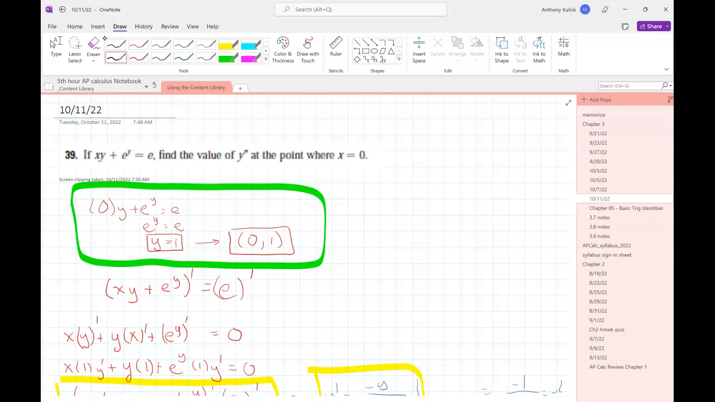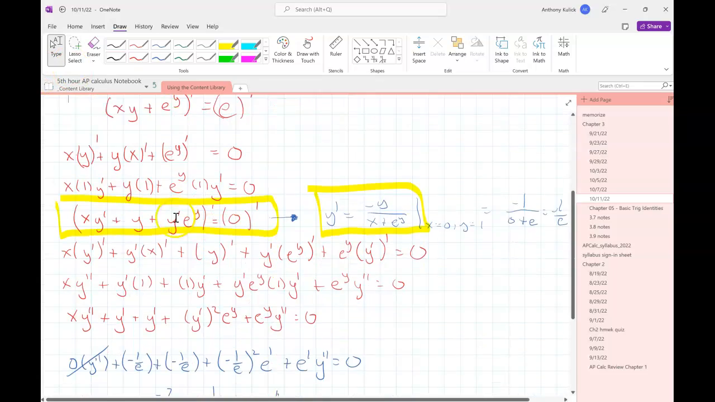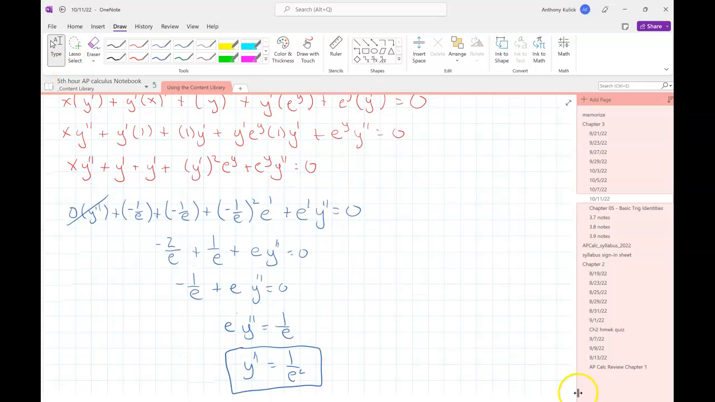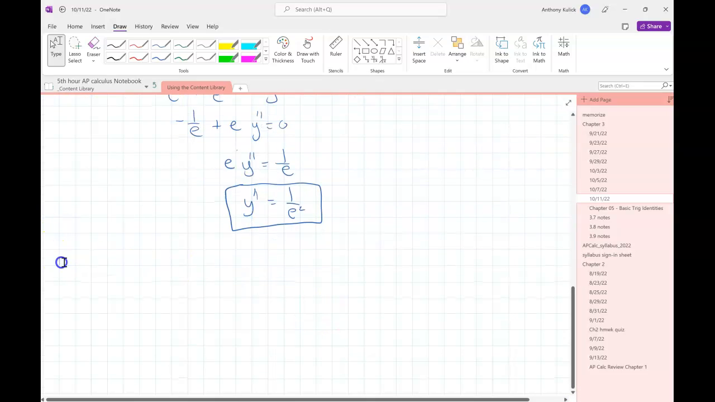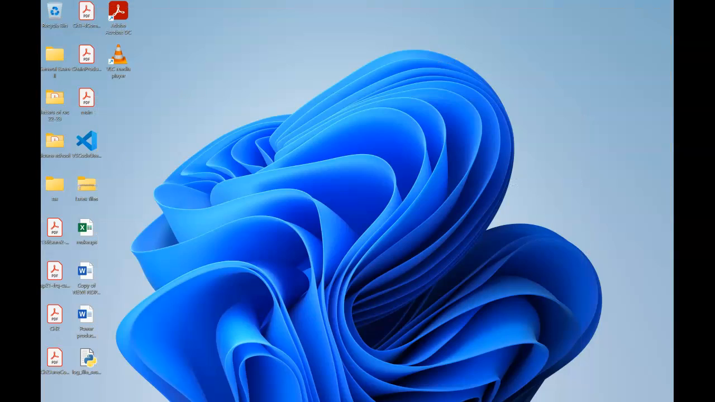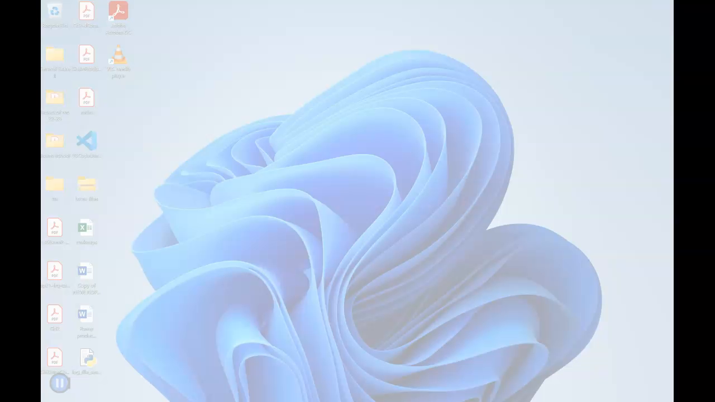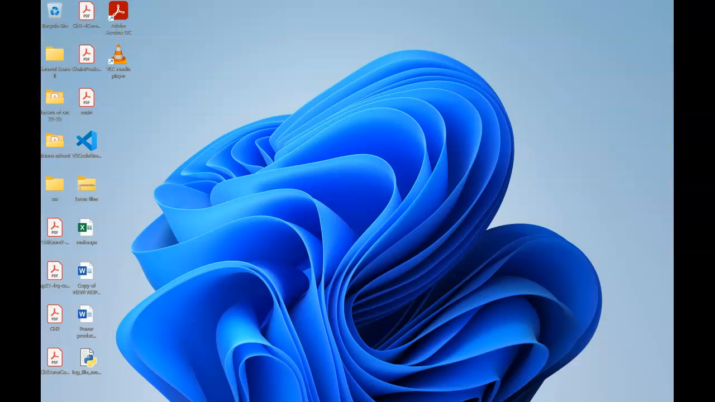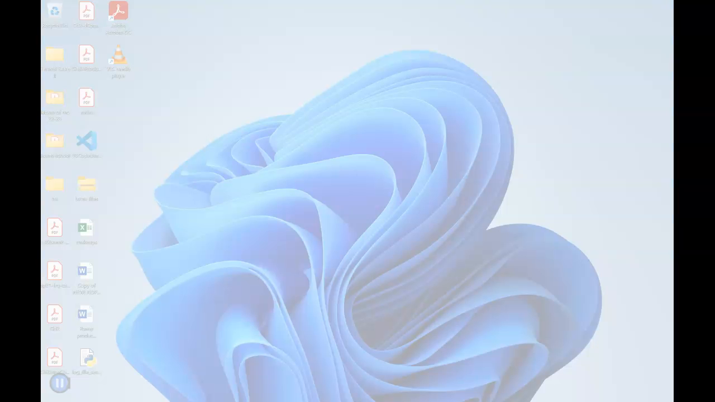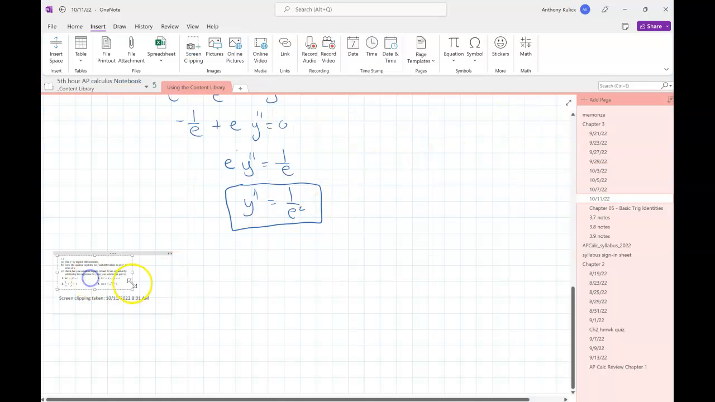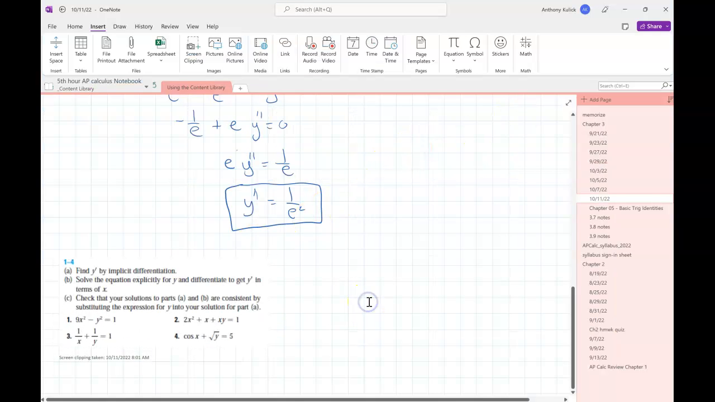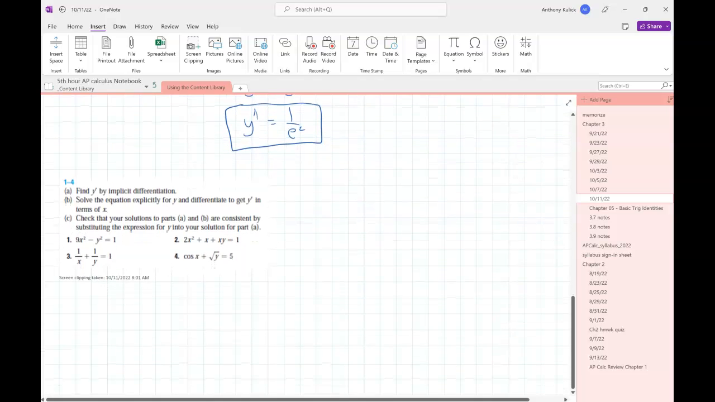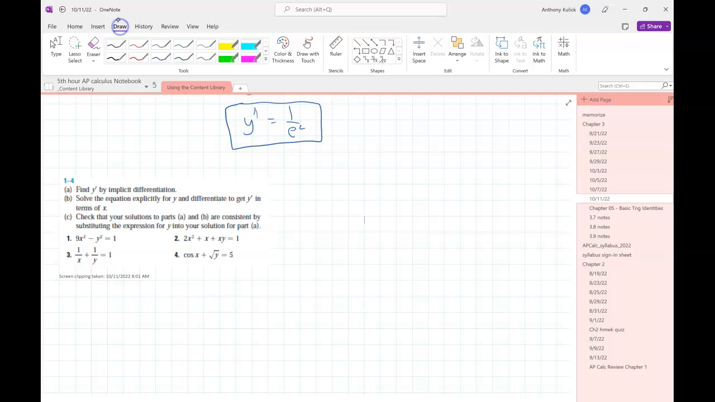Mackenzie, number 1 on 3.5, number 1. Sure. Actually grab all of this because there's a bunch of directions that go with this. All right. It says find y prime by implicit differentiation.